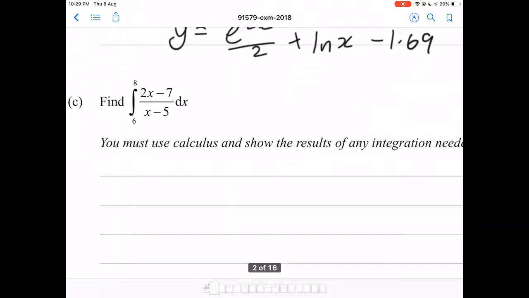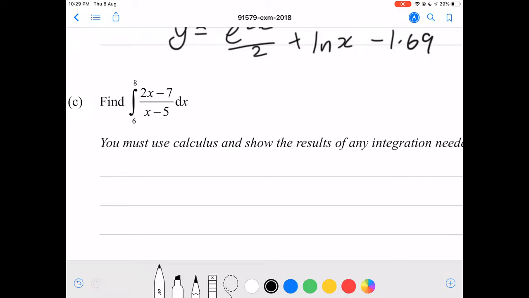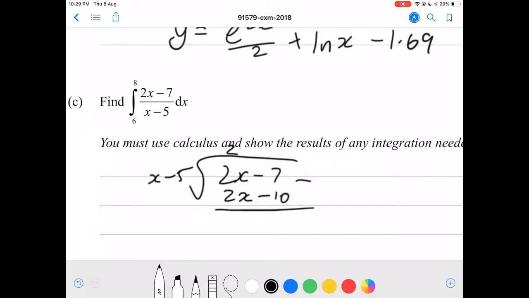Find the integral of 2x minus 7 divided by x minus 5, between 8 and 6. So now we're going to do a long division here. So we're going to do 2x minus 7 divided by x minus 5. That's because we have x on both the denominator and the numerator, so we want to get rid of the x entirely. So we're going to put a 2, and that's 2x minus 10. So 2x minus 7 minus 2x minus 10, double negative makes a positive, so that will become 3 here and 0. So that'll be 0 plus 3.